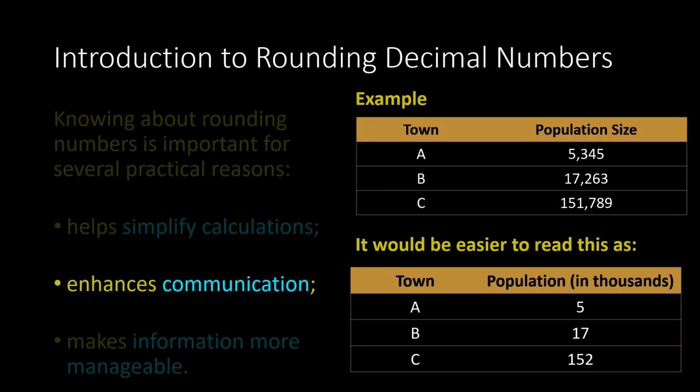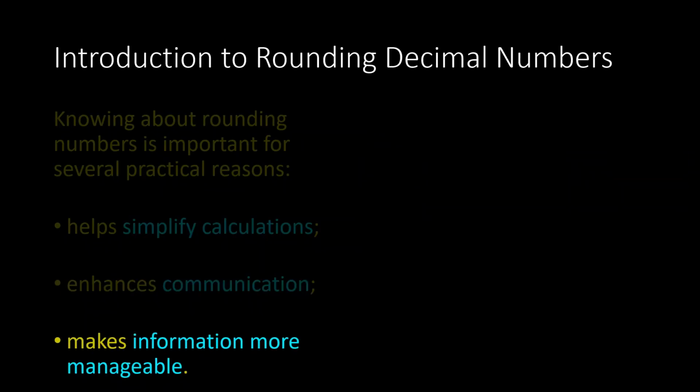So we have town A and then the population size in thousands, and we've now rounded to the closest thousand. So town A has a population size of approximately 5,000. Town B has a population size of approximately 17,000, and town C has a population size of approximately 152,000. And as you can see, it's now much easier to read. Rounding numbers also makes information more manageable.